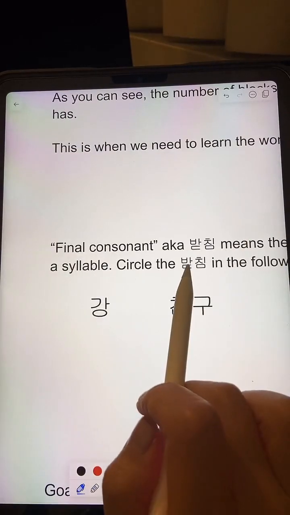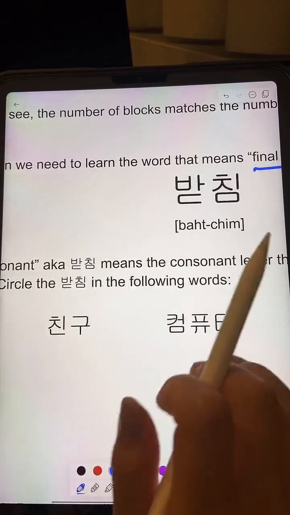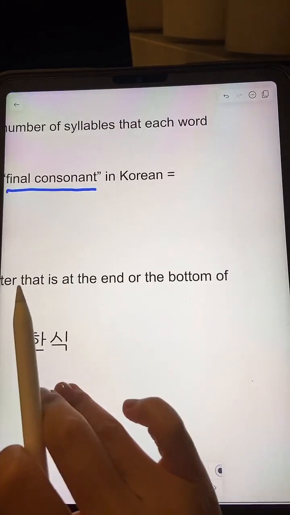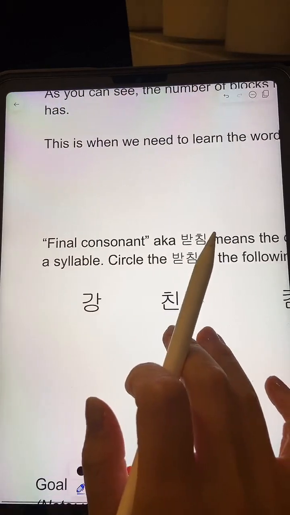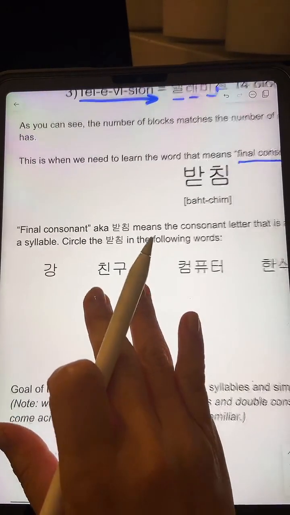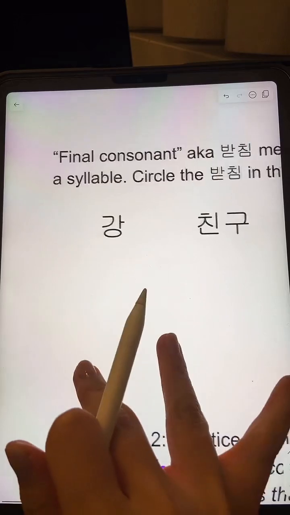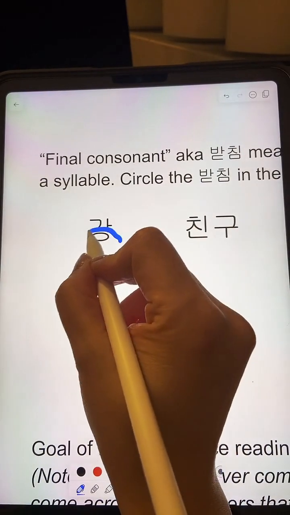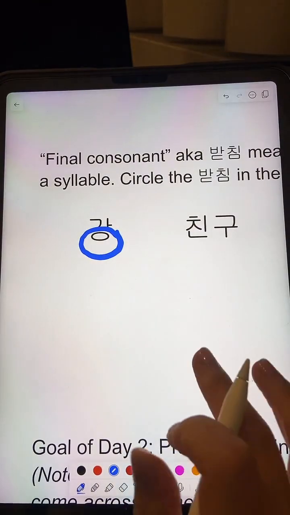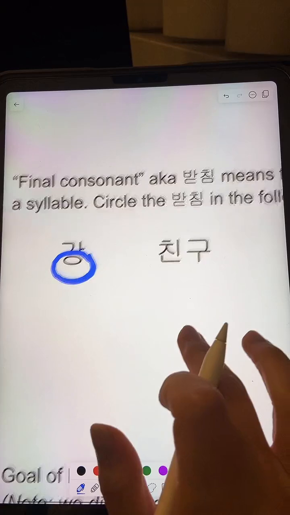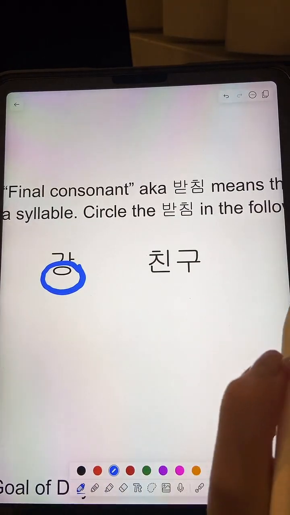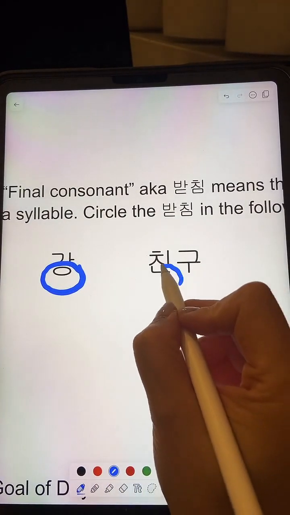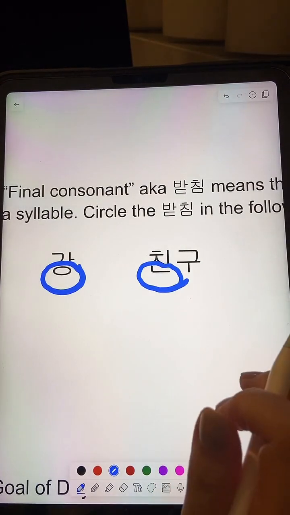So, final consonant, also known as 받침, means the consonant letter that is at the end or at the bottom of a syllable. So, in these words, which one would be the 받침? It would be the sound. This is the 받침. How about in this word? The only 받침 is right here. That's the one.